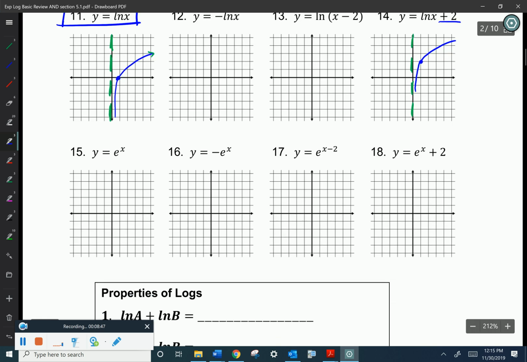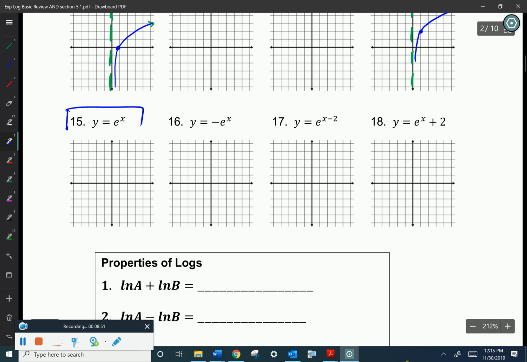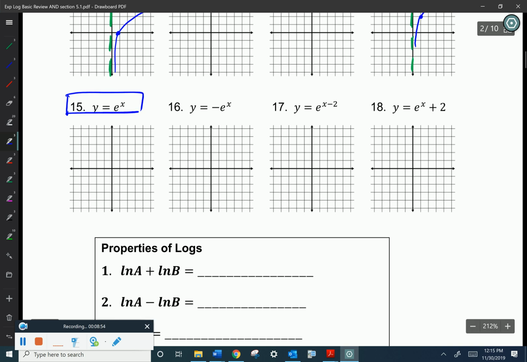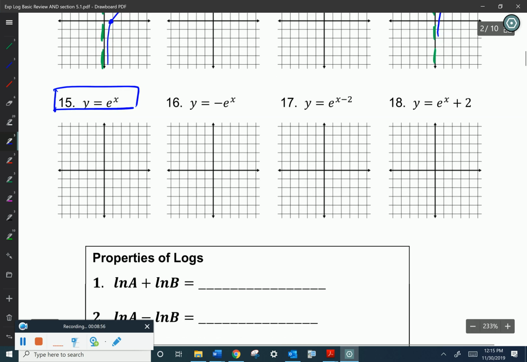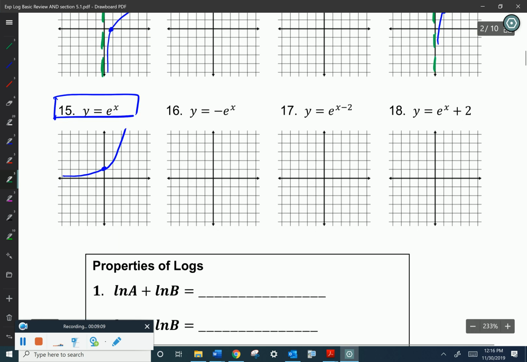All right, so then let's go down to the exponential graph. The exponential graph is the other parent function. In this case, it doesn't go through the x-axis, but it goes through the y-axis at 1, and so the basic shape is something like this. Where the natural log had a vertical asymptote, the exponential function has a horizontal asymptote right here at 0. So again, apply the same basic transformations to these.